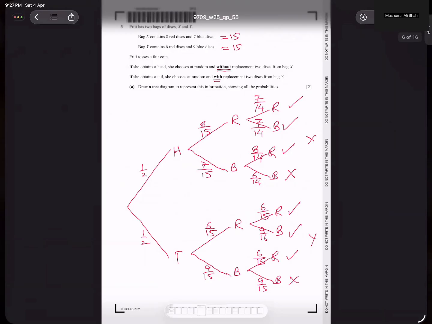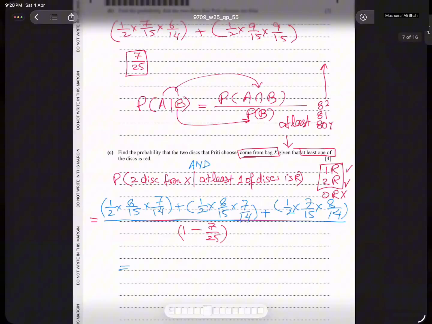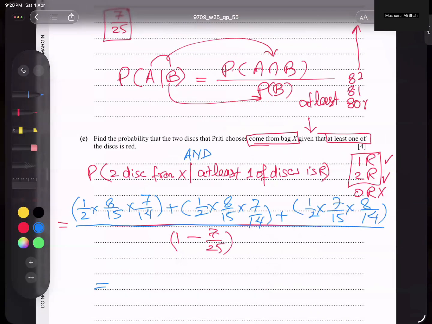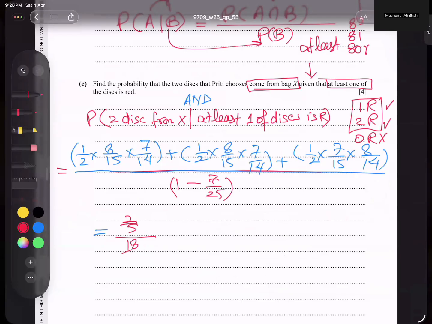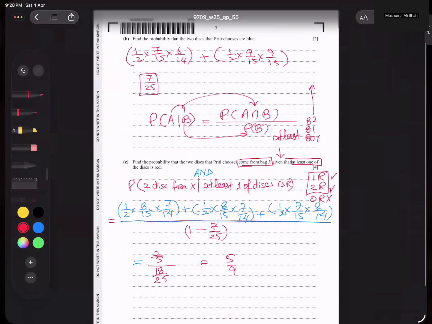This is coming to us as 2 over 5. Yeah, 2 over 5 is coming. So correct, okay. I think this way is correct. So I'm writing here 2 over 5, and down is 18 over 25. And finally, I'm getting the answer 5 by 9. So I hope the concept of the question is very clear. The last part was a little tricky. I hope you got it.